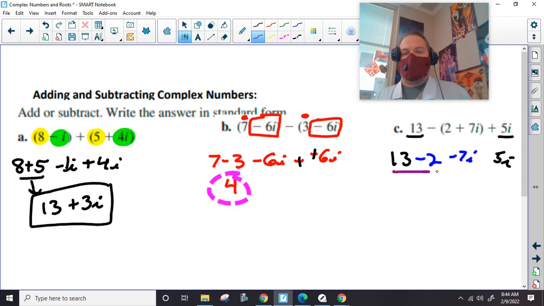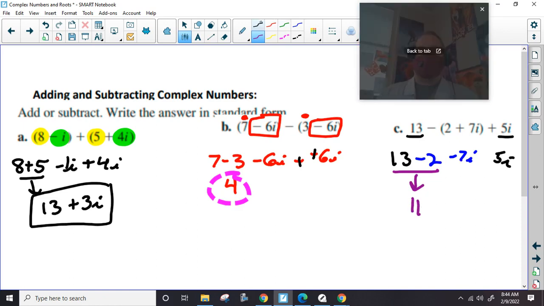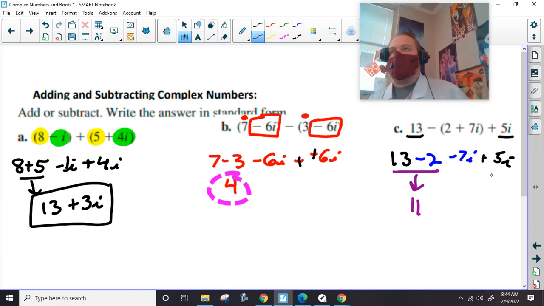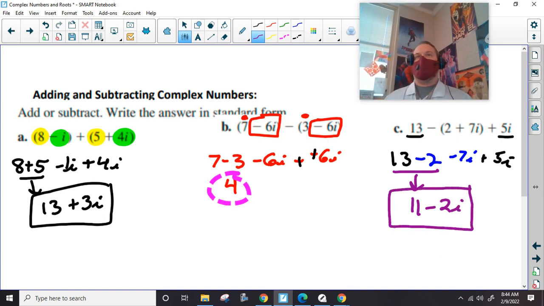Okay. 13 minus 2, 11. All right. Negative, oh, I forgot to put the plus sign. All right. Negative 7 plus 5, negative 2. All right.